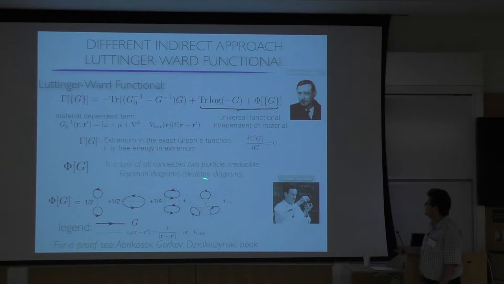Actually, it's the sum of all skeleton diagrams. Now, what are the skeleton diagrams? You probably learned this in school. Basically, you rearrange perturbation theory in terms of dressed propagators, in terms of the exact Green's function G and your interaction U, and then you just write down all the terms. It turns out that they need to be two-particle irreducible, because otherwise you're double counting diagrams. So you just rewrite your perturbation theory in terms of fully dressed propagators. That's all there is to it.